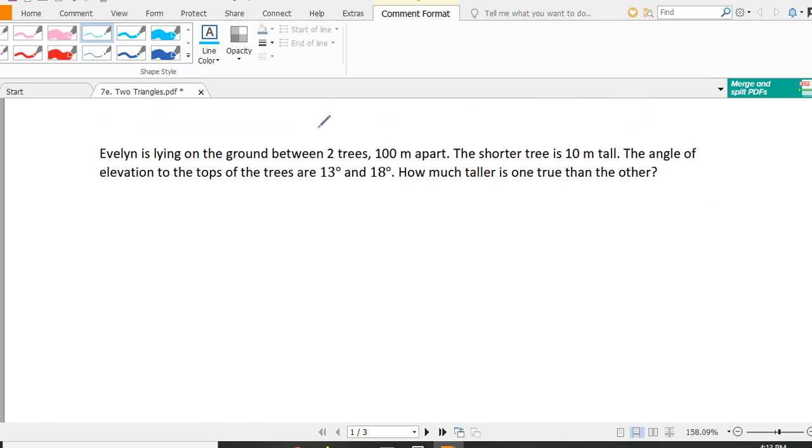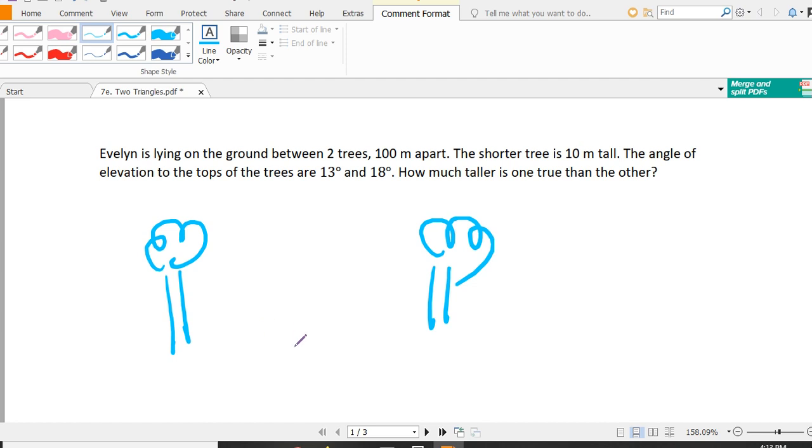So Evelyn is lying on the ground between two trees, 100 meters apart. Tree 1, tree 2, Evelyn, 100 meters apart. Now, can I assume that Evelyn's smack dab in the middle, 50 apiece? No, you cannot.